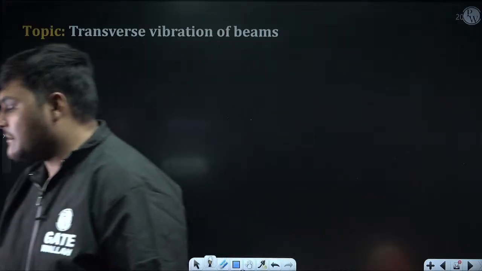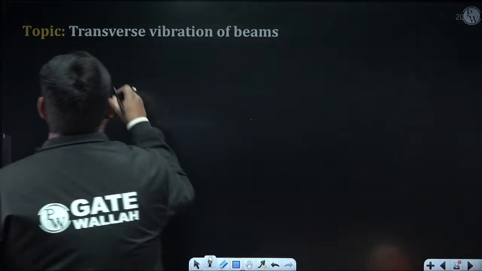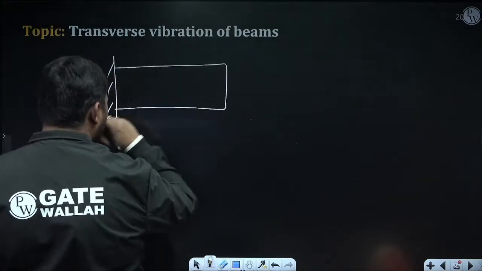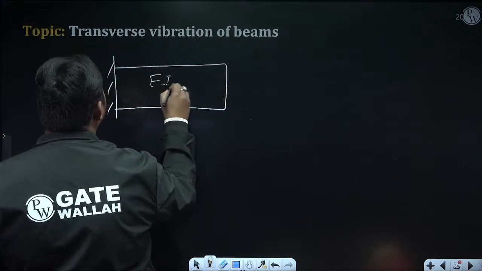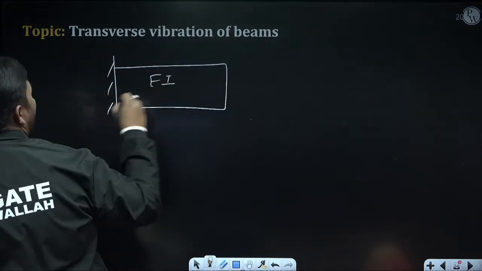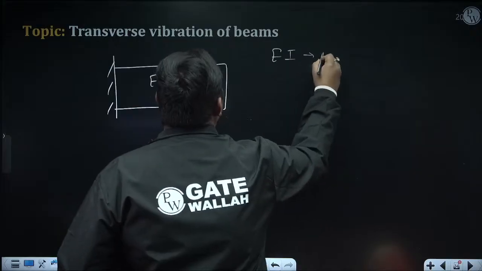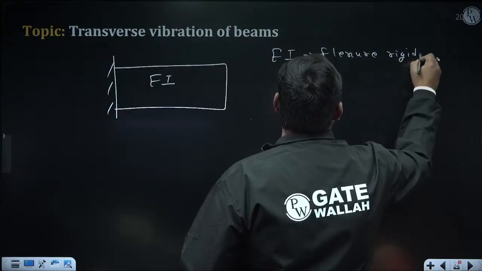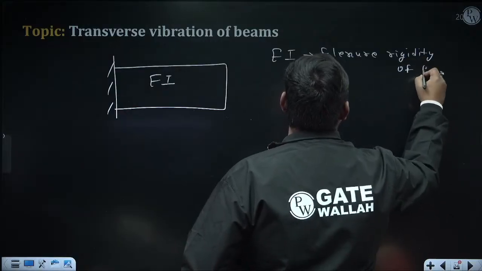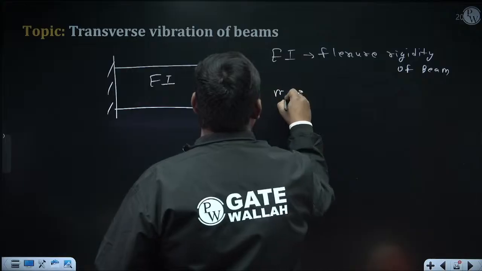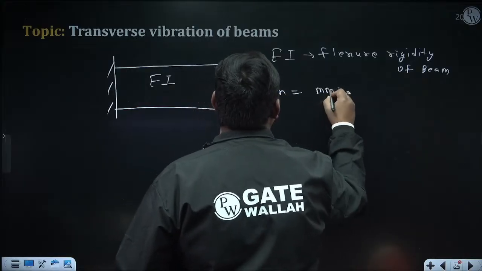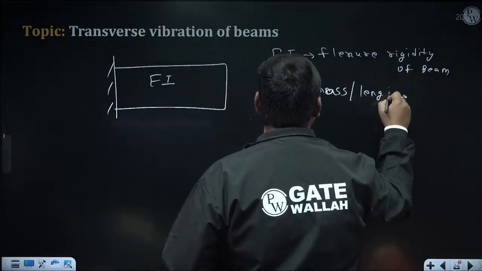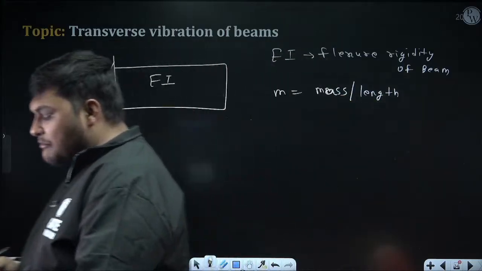Here now, what I am trying to say: in a beam, if transverse vibration is occurring, okay, this is a beam. Suppose the flexure rigidity of the beam is EI. What is EI? It is the flexure rigidity of the beam. And what is M? It is mass per unit length. M is not total mass. It is mass per unit length.